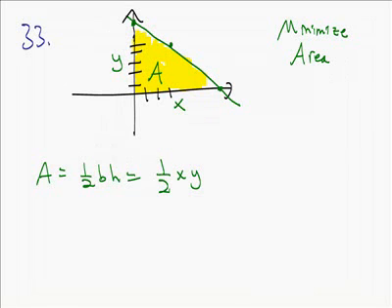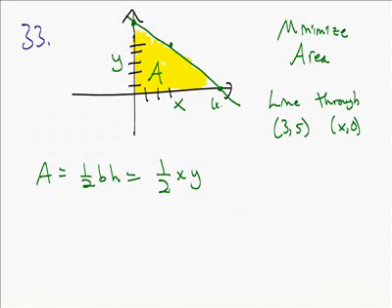What to do. Well, let's see if we can get an equation for this line. We have a line that goes through the point 3, 5. It also goes through a point x, 0 for some value x, that's this point here, and 0, y. So what's the equation of that line that goes through those points? Well, I've got a line with a y-intercept of y, and it goes through the point 3, 5.